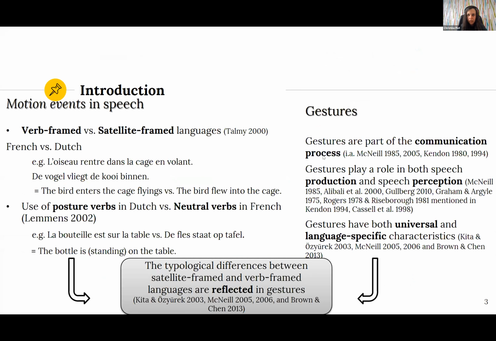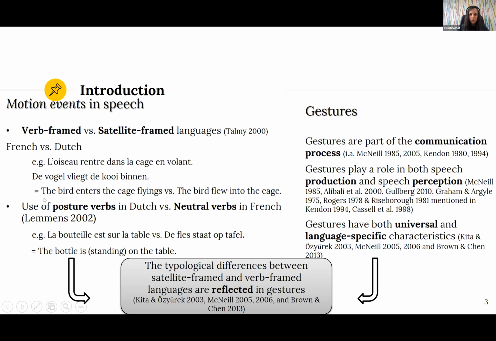So my study starts from two elements, which are motion events in speech, as we have mentioned many times, and co-speech gestures. The first part is based on the difference between verb-framed and satellite-framed languages, as observed by Talmy. The differences we observe between French and Dutch are the same ones that we observe between English and Spanish. That is to say that in French, path is in the verb and manner in an adjunct, and in Dutch it's the opposite. So that would be: the bird enters the cage flying. In French, l'oiseau rentre dans la cage en volant, whereas in Dutch it would be de vogel vliegt de kooi binnen. The bird flew into the cage.